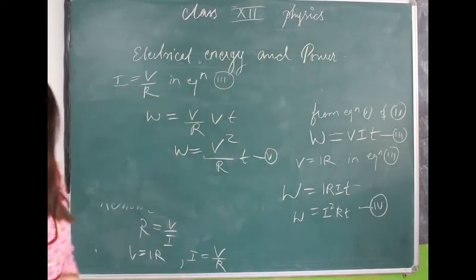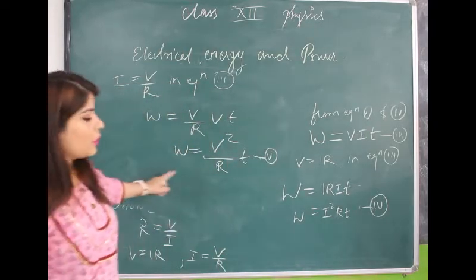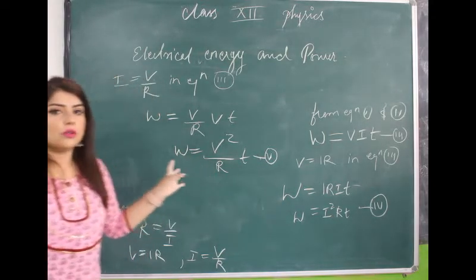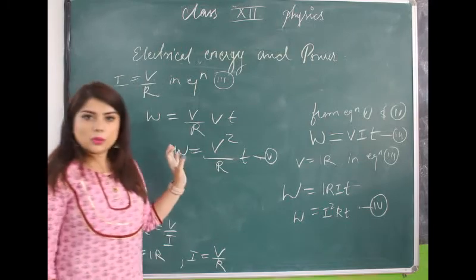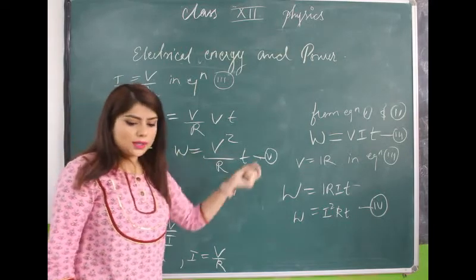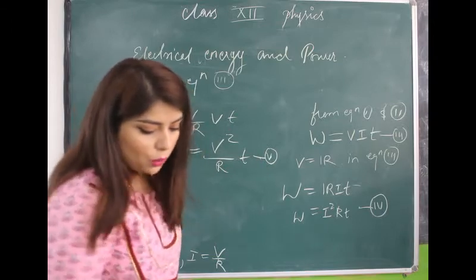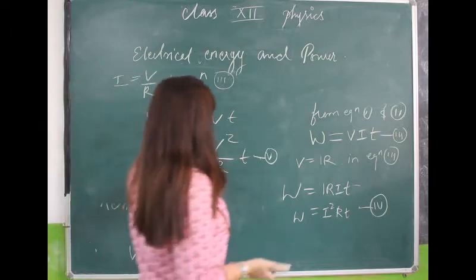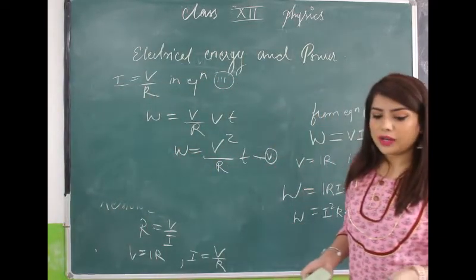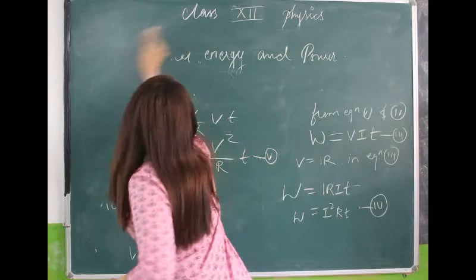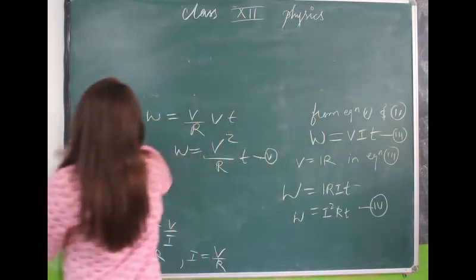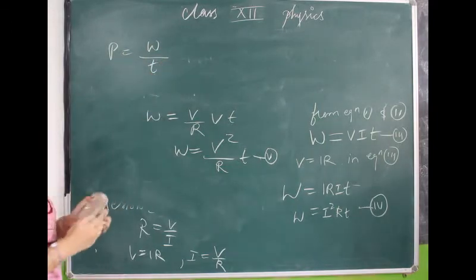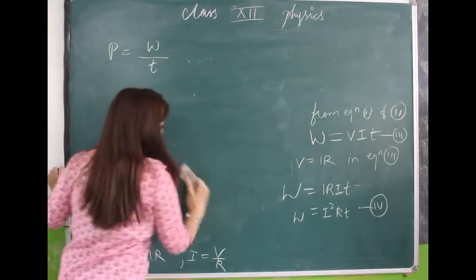So from here what we can see is equation number 4 and equation number 5 are the equations of work done when moving a charge from point A to point B. Now with that, we'll talk about electric power. With the help of work done, we can find electric power. If you remember, power is equal to work done per time.